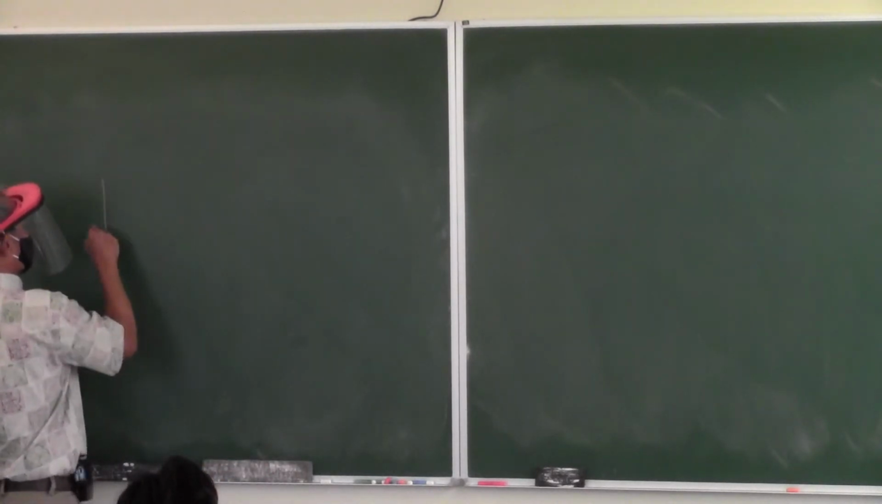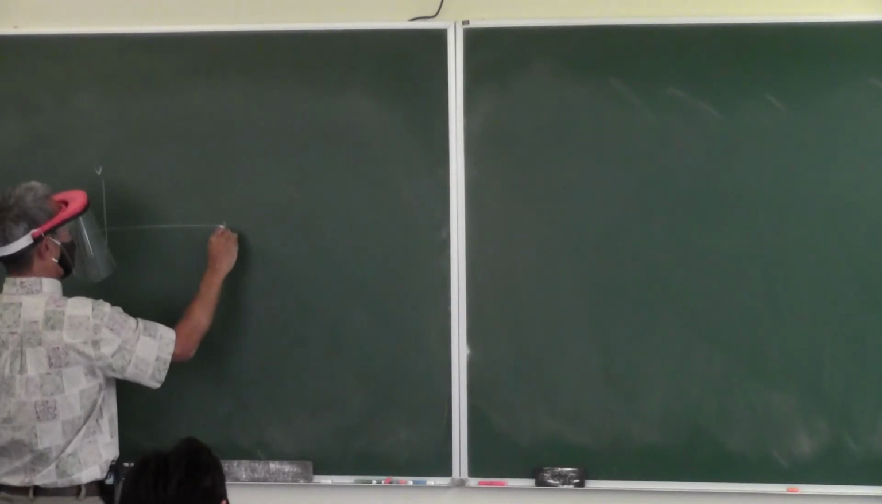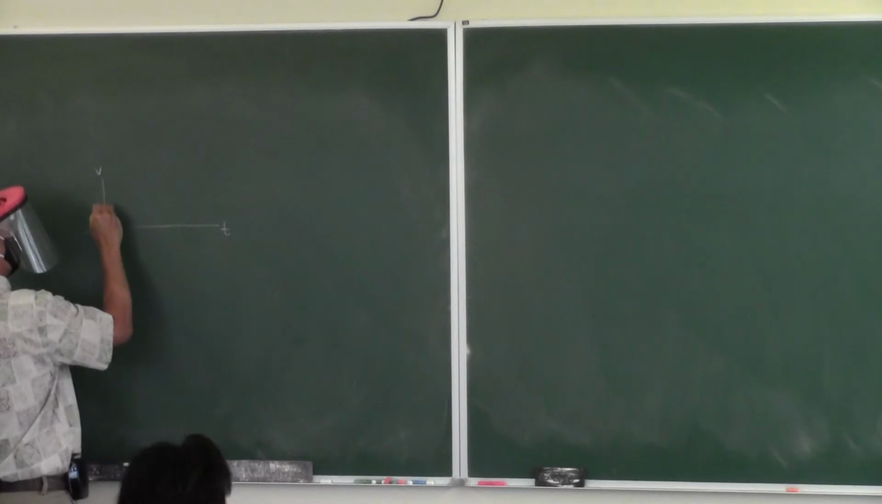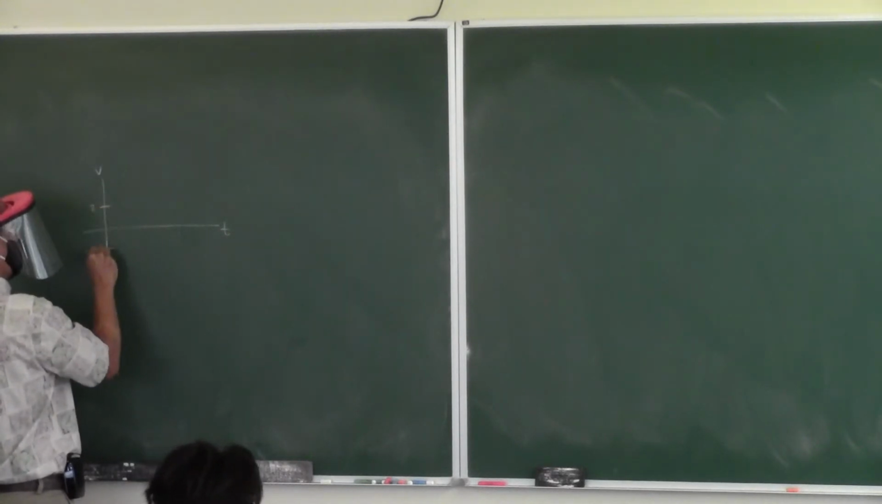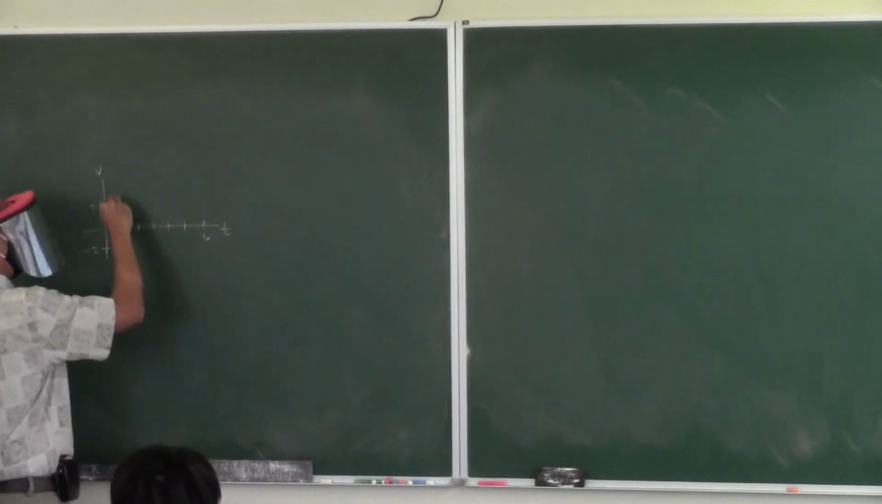Okay, if this is the graph of time versus velocity, let's do something like this. Here's 2, here's -2, 1, 2, 3, 4, 5, 6. Okay, what if you have something like this?